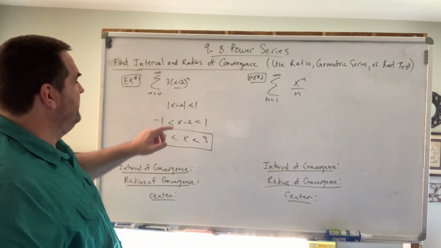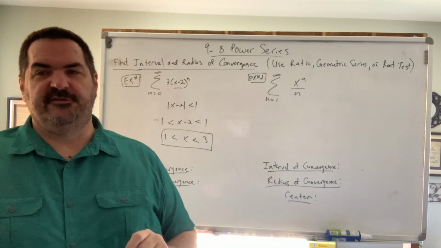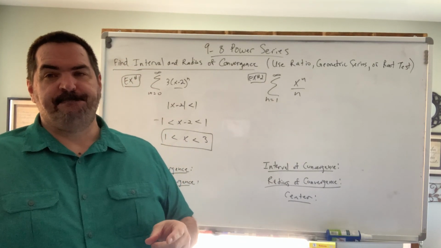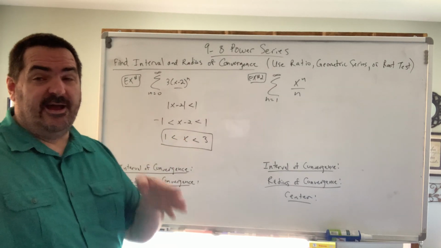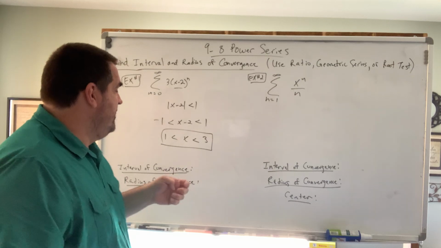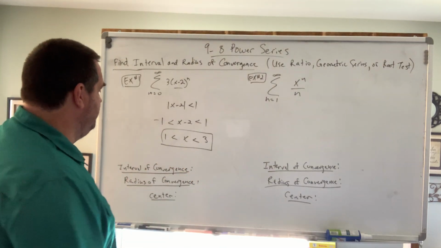So what that means is if I plug in numbers between 1 and 3, this would be a convergent series. If I plug in 1 or 3, it would not be a convergent series. And if I plug in anything on the outside, it will not be either. And that's your interval of convergence, 1 to 3.